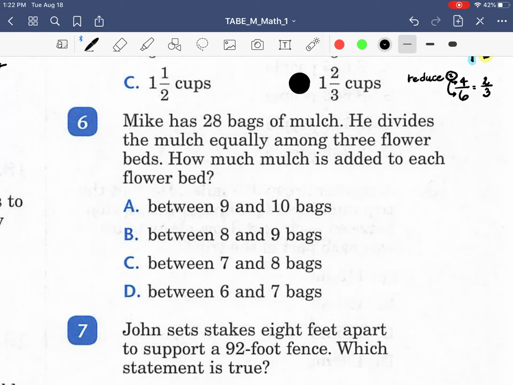Number 6. Mike has 28 bags of mulch. He divides the mulch equally among 3 flower beds. How much mulch is added to each flower bed? So the improper fraction is 28/3. Since it's improper, we need to do the division.